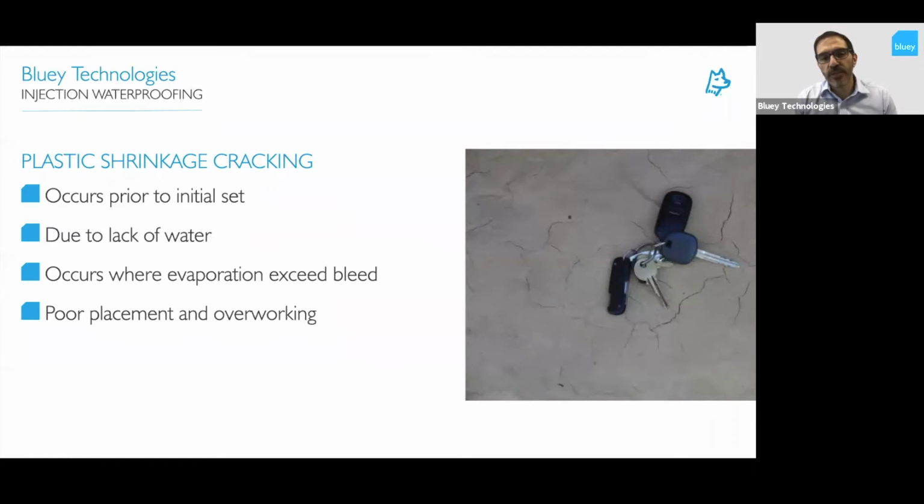They occur because the evaporation rate exceeds the bleed in the concrete and usually because of poor placement techniques or overworking. So it's important to identify this type of cracking because injection won't apply to this. They're just too shallow for injection methods.